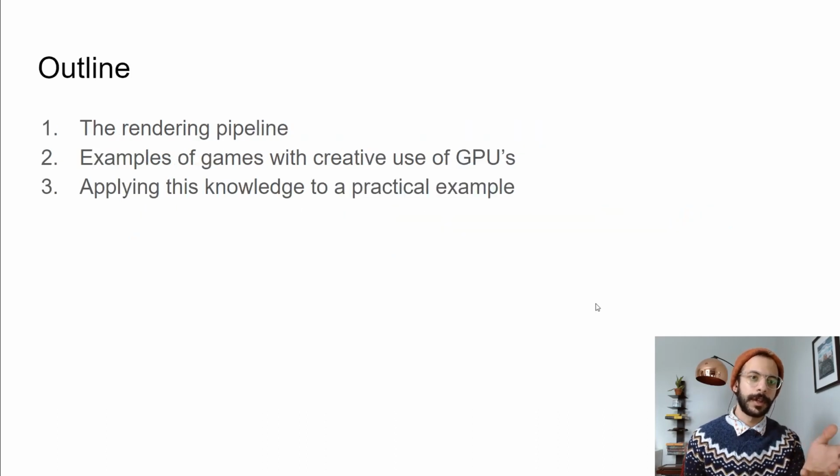That's the outline. I'm going to give you an overview of the rendering pipeline, which, regardless of what engine you're using, is how things are drawn to the screen. So this should be generally useful knowledge, a fundamental thing. Then we'll look at some examples of games that have made creative use of GPUs using this knowledge. And then I'll have a final example of, now that you know some of these basics, how you apply this in a real-world example.